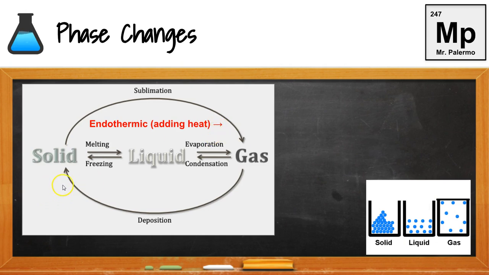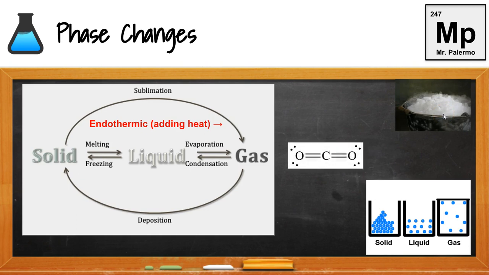There's also a phase change which skips the liquid phase and goes directly from a solid to the gas. A good example of this would be dry ice, which is solid carbon dioxide, CO2. If you recall, CO2 is a nonpolar molecule, meaning it has a symmetrical distribution of charge. So it is not a dipole. And therefore, it has very weak attractive forces to its neighboring CO2 molecules. So it has very weak intermolecular forces.